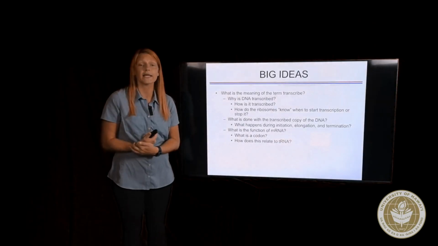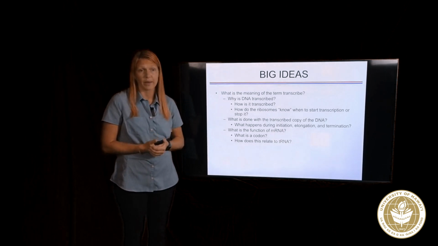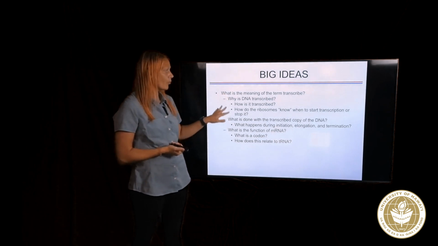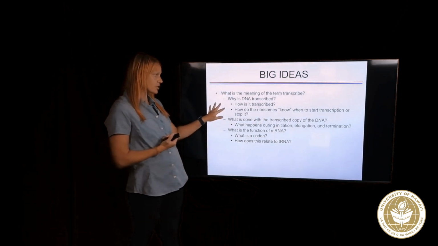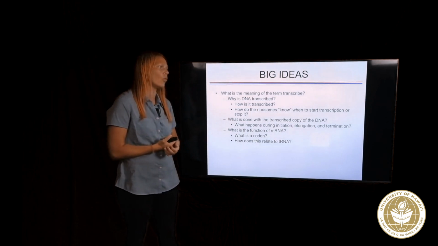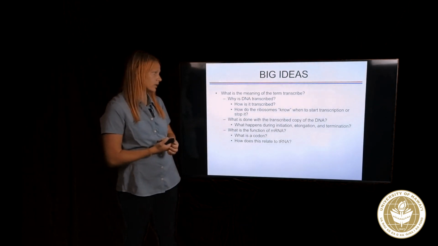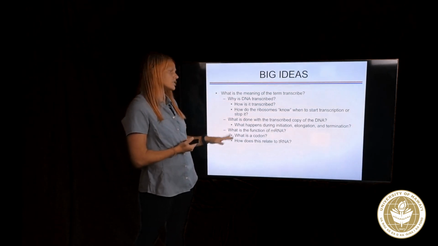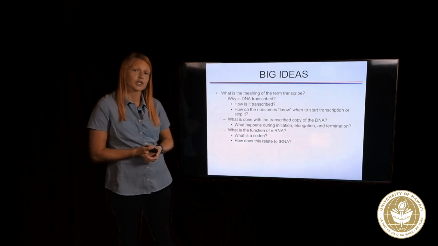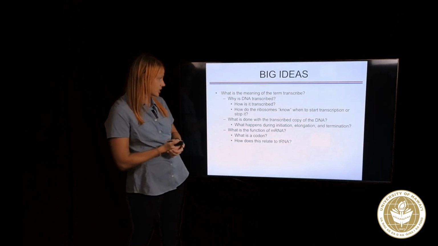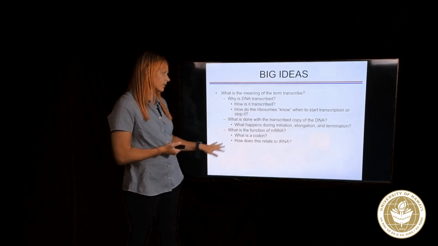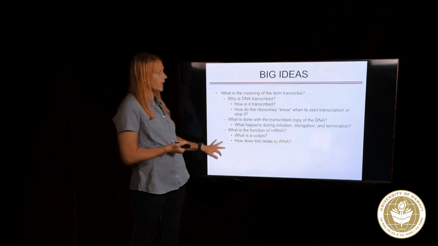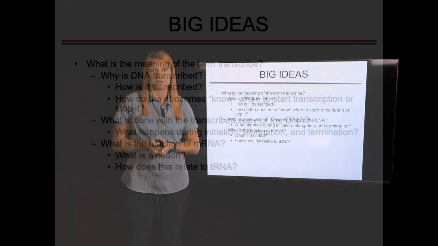And here are some of the big ideas that you should be able to explain by the end of this lecture. So you should know what is the meaning of the term transcribe. Why is DNA transcribed? How is it transcribed? How do the ribosomes know when to start transcription and stop it? What's done with that transcribed copy of DNA? What happens during initiation, elongation, and termination, which are the 3 parts of translation? What's the function of mRNA? What is a codon? And how does this relate to tRNA? So these are all questions we're going to answer throughout the rest of this lecture.